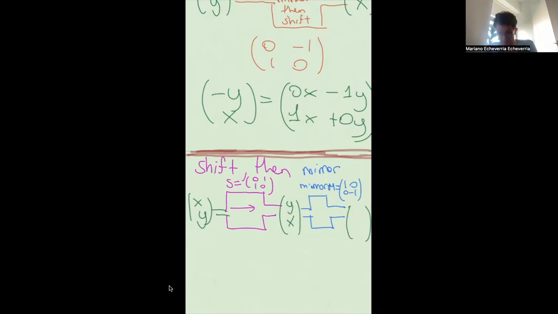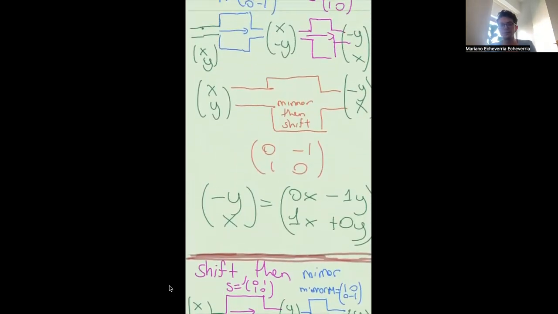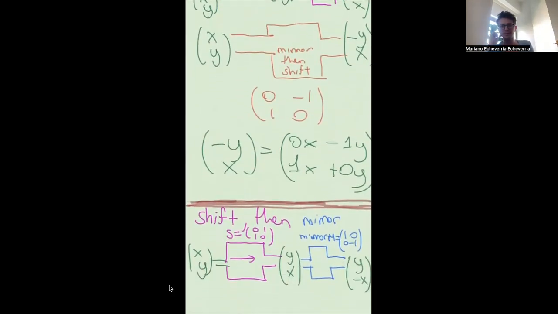Y and negative X. Perfect, yes, excellent, good. Because the mirror is supposed to change the sign of the second entry. So it's still doing that. Is that making sense?